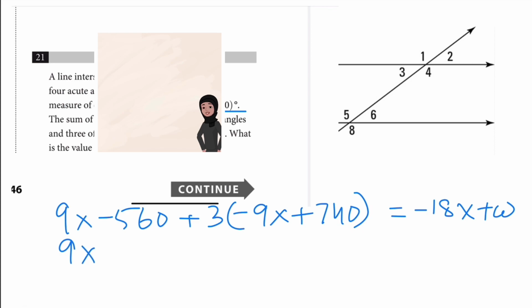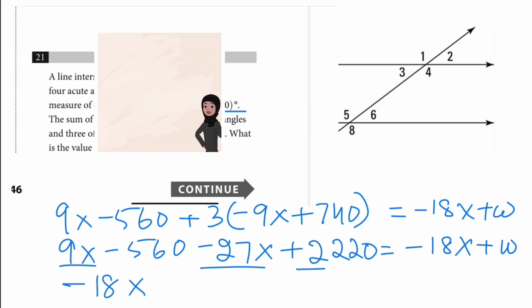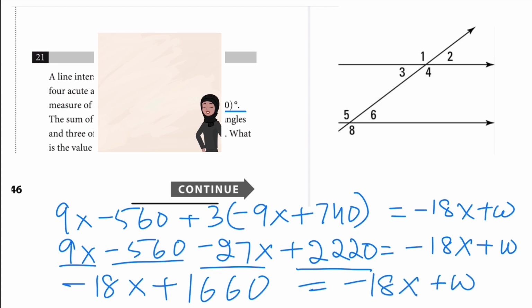So let us do that. So 9x minus 560, and 3 times negative 9x will be minus 27x, and 3 times 740 will be 2220. So this is equal to minus 18x plus w. After that, we will simplify further. 9x minus 27x will simplify to negative 18x, plus 2220 minus 560 will simplify to 1660. This is equal to minus 18x plus w.